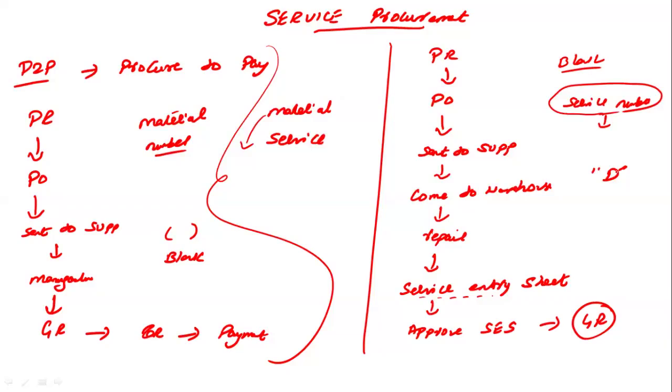Okay. Now, two things we need to see in the system. First, how are we going to create the service master? We know how to create a material master, but how do we create the service master? After creating the service master, we will run one complete cycle and see how service procurement works. To create the service master, we'll be using transaction AC03. To create the material master, we used MM01. To create the service master, we'll use AC03.